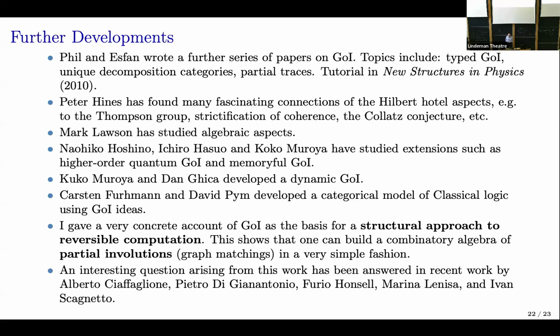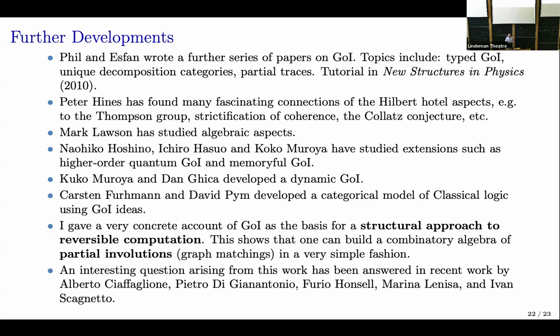So just to finish up, Phil and Esfan, I think this became the main focus of Phil's research for a decade. And Phil and Esfan wrote a further series of papers on topics including type geometry of interaction, unique decomposition categories, and partial traces. And they wrote a nice tutorial on their work in the New Structures in Physics volume edited by Bob. And lots of nice work has been done.